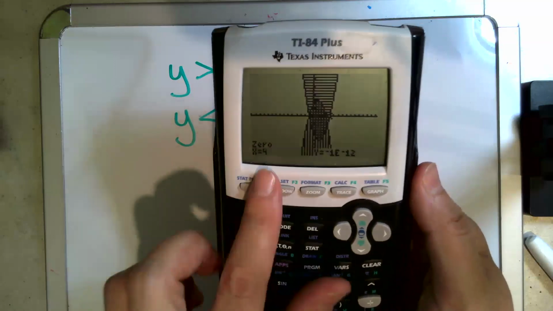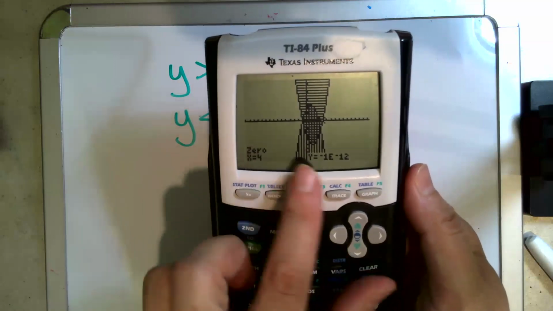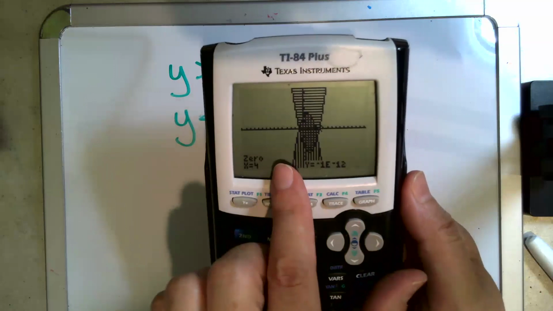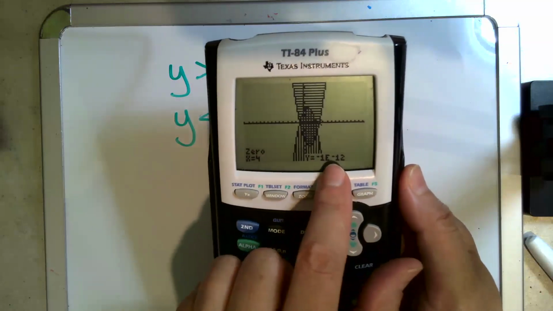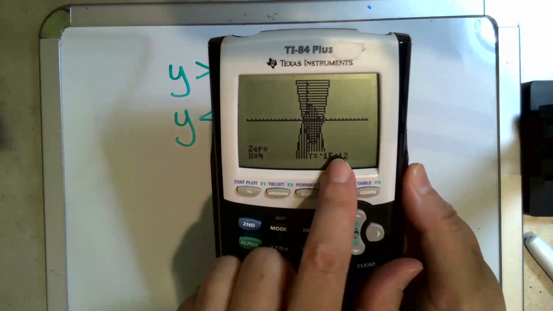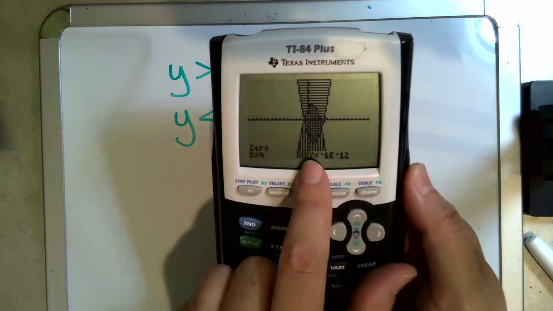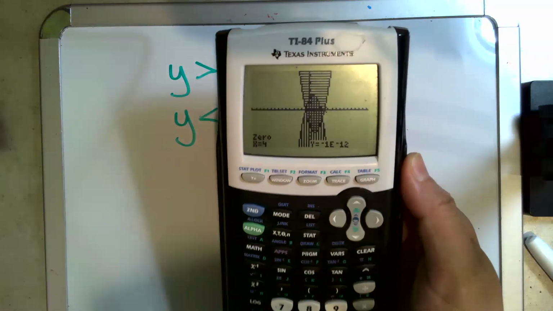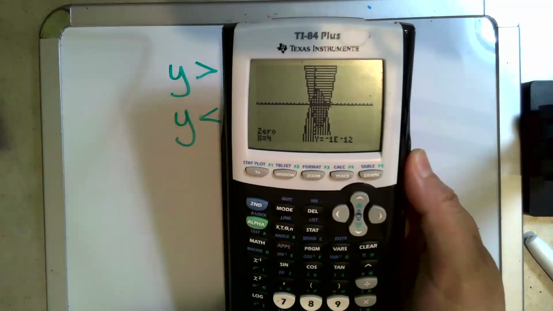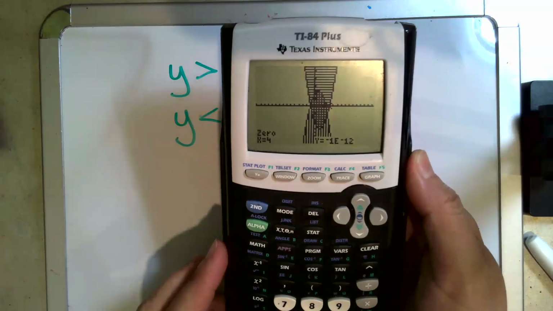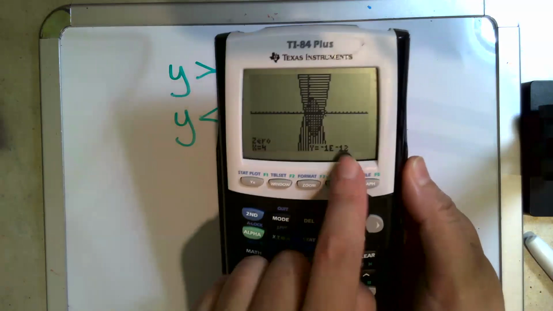And now it tells me my other zero is at 4 comma, and when you see something like this, that is also zero. This is -1 times 10 to the -12. So that's 0.000000000001 with a -1, which is essentially the same thing as zero. The calculator's just being a little fussy.